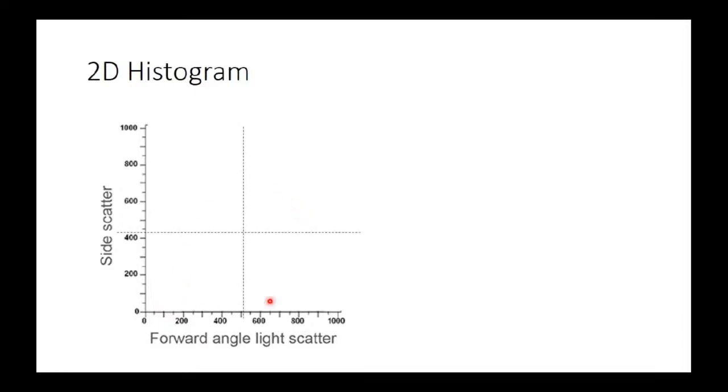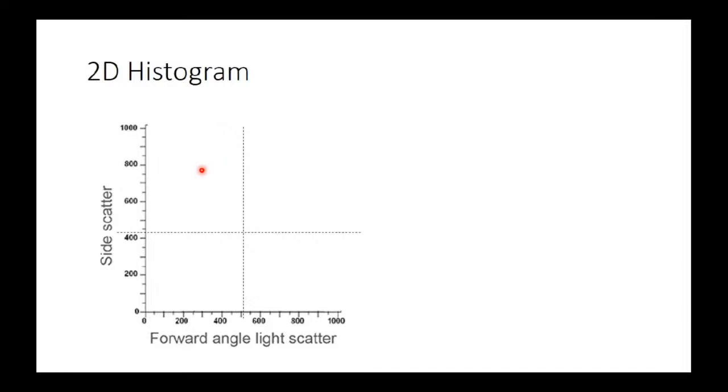So I have here 4 quadrants. If the cell appears in the lower quadrants, it means that it has low signal on the side scatter detectors, which means that the cell is simple. If the cell appears in the upper half, it means that it gives high signal on the side scatter detectors, so the cell is complex. If the cell appears on the right half, it means that the cell gives high signal on the forward scatter, which means that the cell is big. And if the cell appears here, it means that the cell is small.